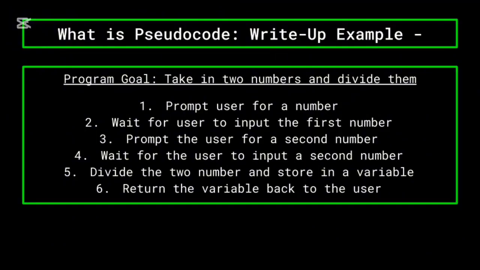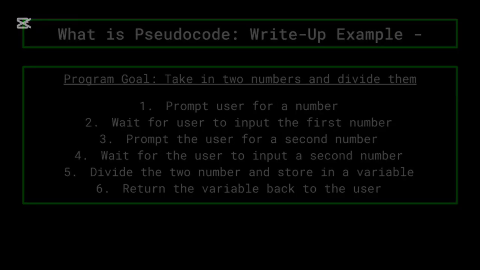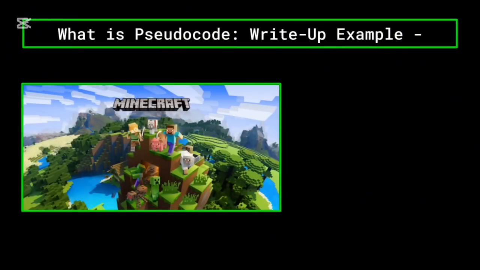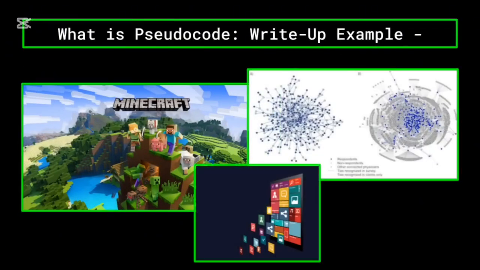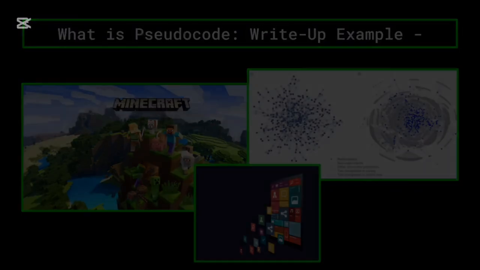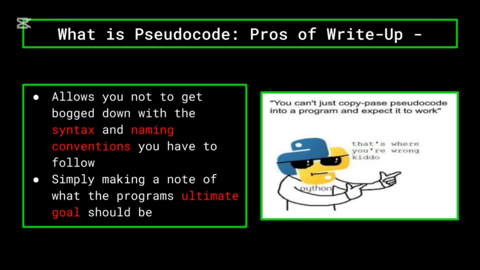This all seems like it would be common sense, but remember that oftentimes we're not going to be working with simple multiplication or division functions. We may be working with full-scale games, algorithms, or user interfaces with many different options. This method allows you, the programmer, to not get bogged down with the syntax and conventions that you have to follow. You're simply making a note of what the program's ultimate goal should be, as if you were explaining it to a friend of yours.